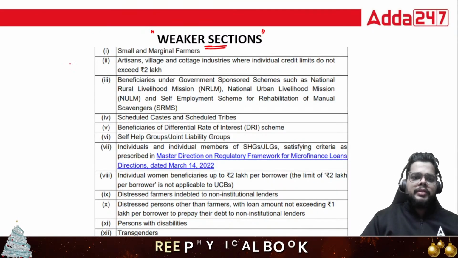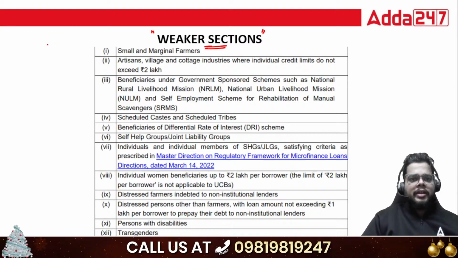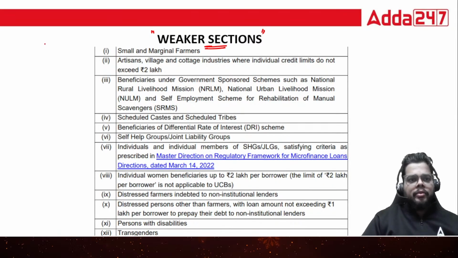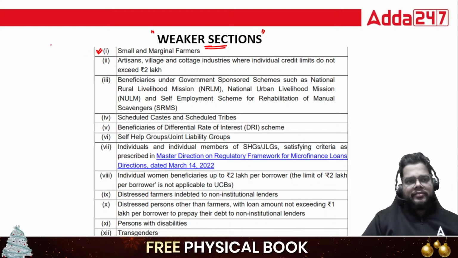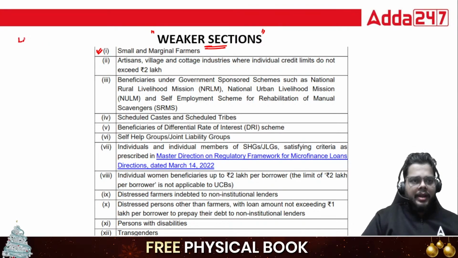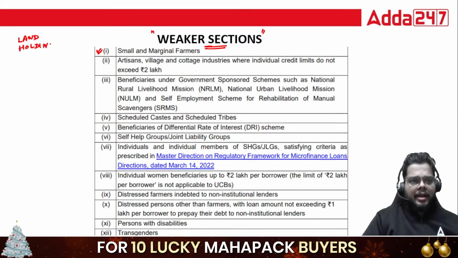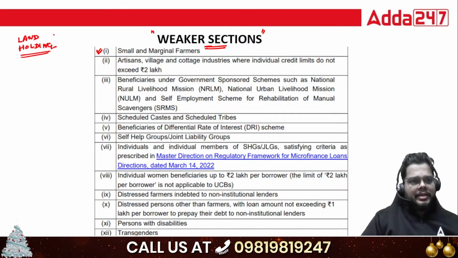Why? Because here you will find all the deprived categories, or for that matter, deprived societies who are present in our rural areas, like small and marginal farmers. So, small and marginal farmers, how we define such farmers based on the land holding. So, operational land holding is a benchmark via which we define the small and marginal farmers in our country.